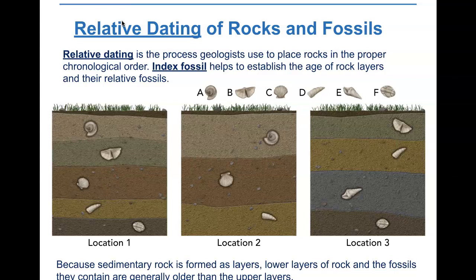Because sedimentary rock is formed as layers, lower layers of rock, and the fossils they contain, are generally older than the upper layers. This process of relative dating is often extremely useful, but it cannot determine the absolute ages of rocks. To help establish the relative age of rock layers and their fossils, scientists use index fossils. Index fossils are distinctive fossils used to establish and compare the relative age of rock layers and the fossils they contain.